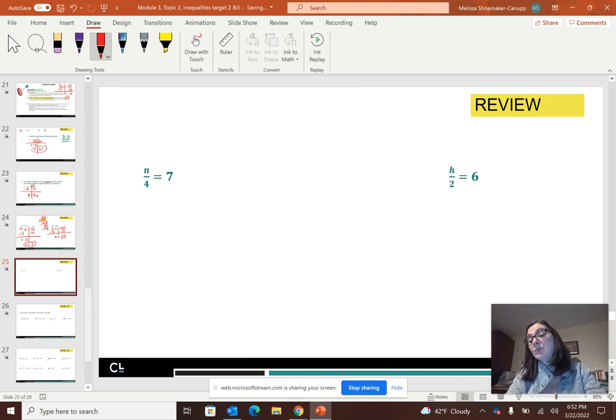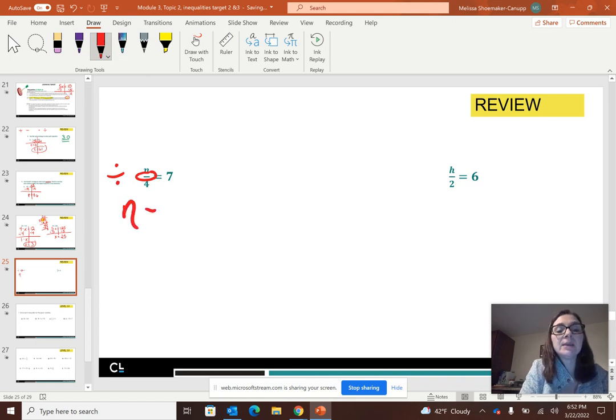Now, this one looks a little weird, but remember what the fraction bar also means: division. So we can write it as n divided by 4 equals 7. I'm just writing it in a different form. What's the opposite of divide? Multiply.